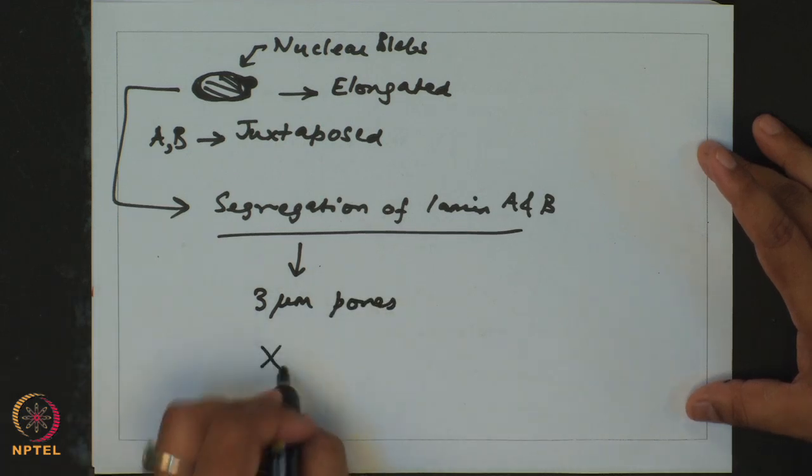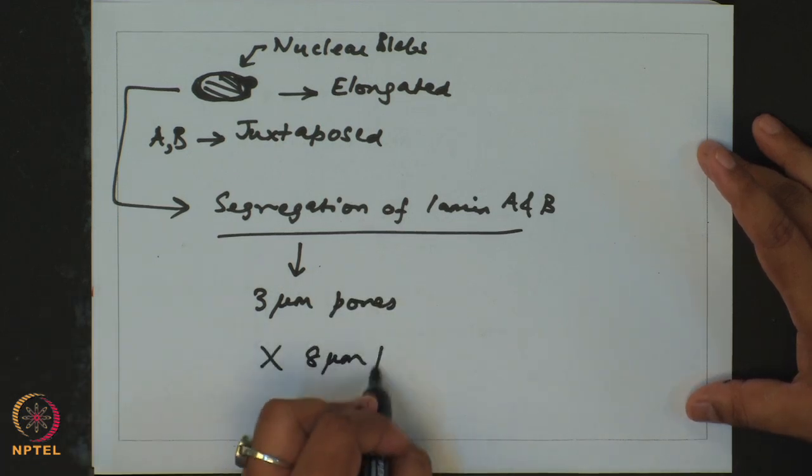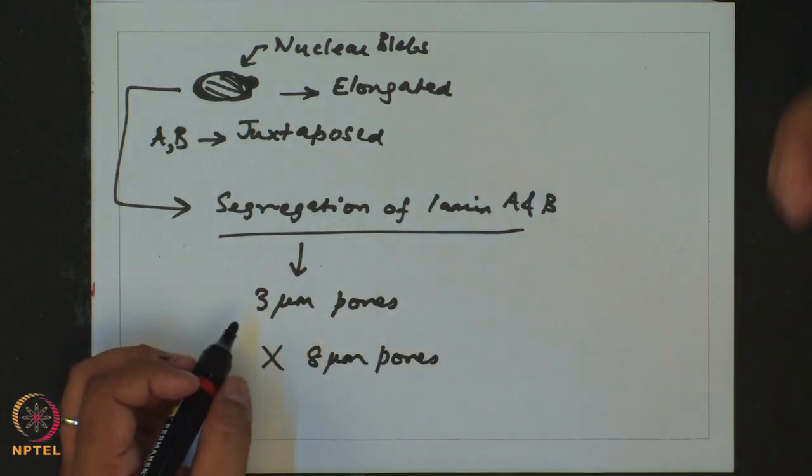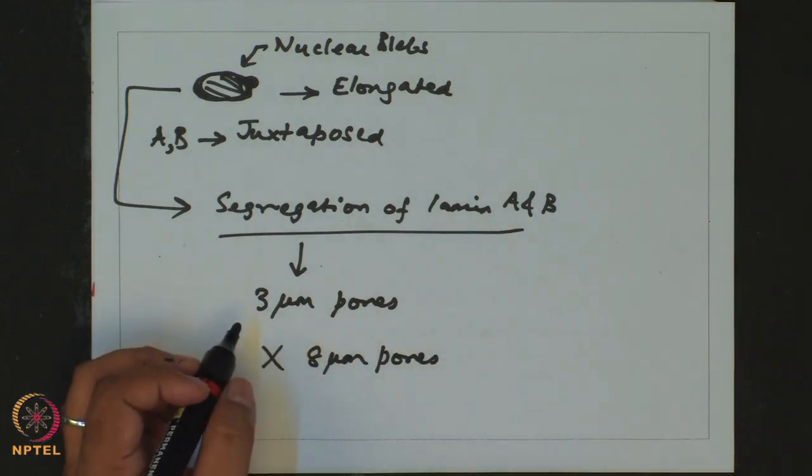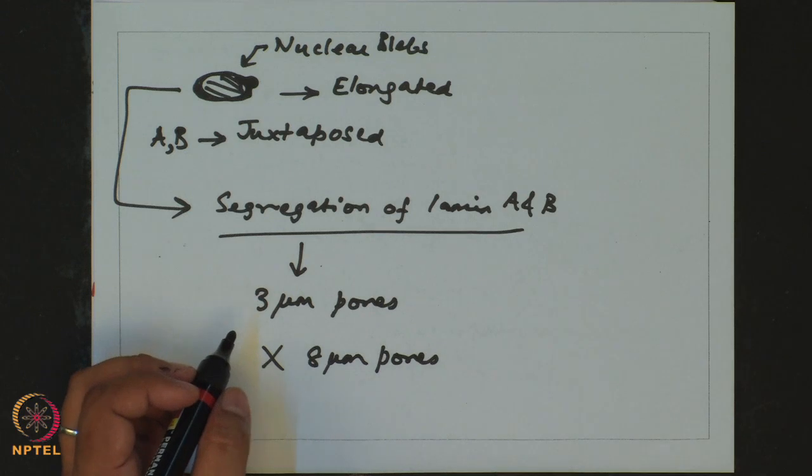It was not observed in 8 micron pores, where the pores are big enough that the nucleus does not need to deform much. So this shows that having a low Lamin A to B ratio actually helps the nuclei to migrate. And during the migration, there is a significant change in nuclear shape, which correlates with the migration process.